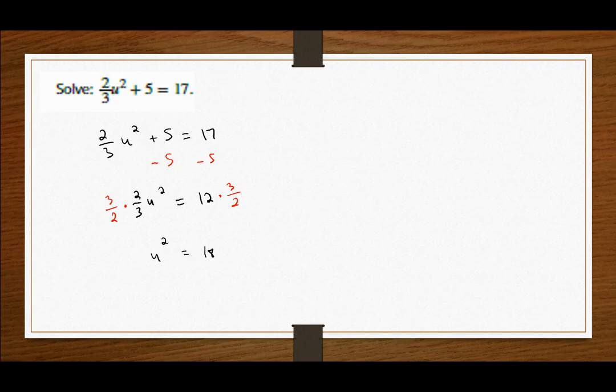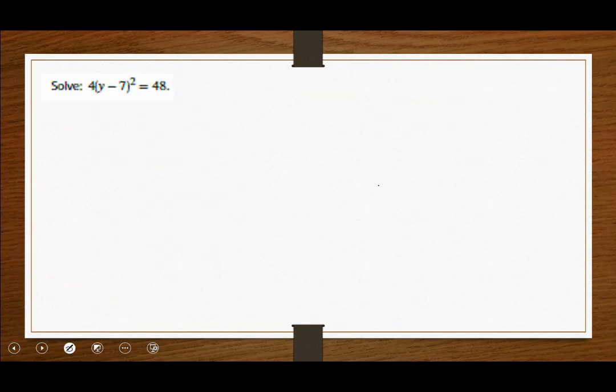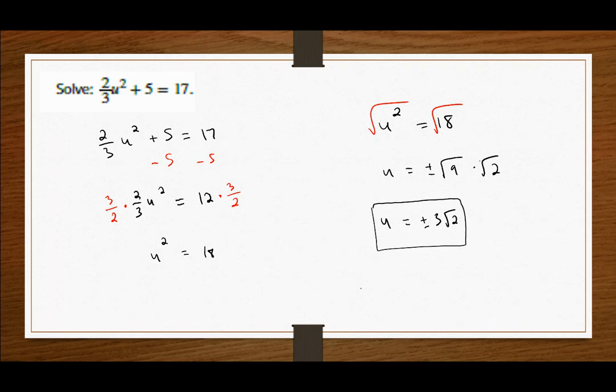And just like before, we'll take now our expression u squared is equal to 18 and simplify by taking the square root of each side. Square root of u squared is just going to give me the base value u, and we get plus or minus square root 9 times square root 2 when we separate the square root of 18 into its perfect square and non-perfect square factors. Square root of 9 is going to give me plus or minus 3 times our non-perfect square, square root of 2. So here's our solution finally to this crazy looking question.